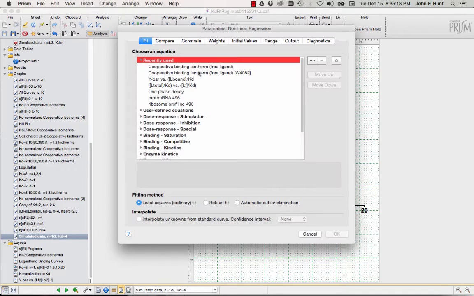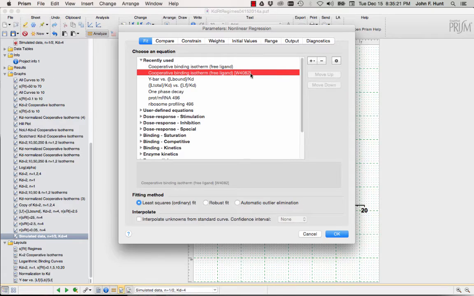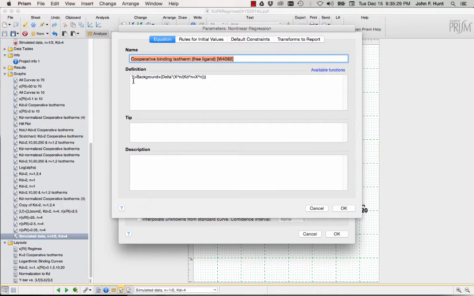I will pick this cooperative binding isotherm with free ligand from my undergraduate W4082, my undergraduate biophysics class. We'll just check the equation quickly. Y equals background plus delta times x to the n over Kd to the n plus x to the n. X in this case is free ligand, so we've done this before. I've previously shown you how to set up all the other aspects of the equation, so we won't do that.